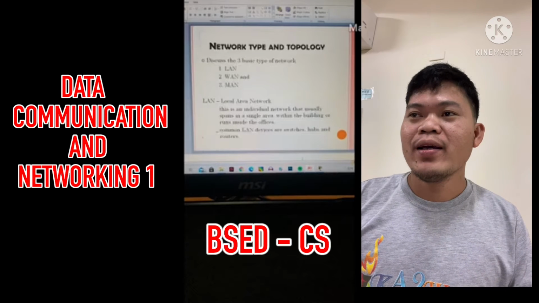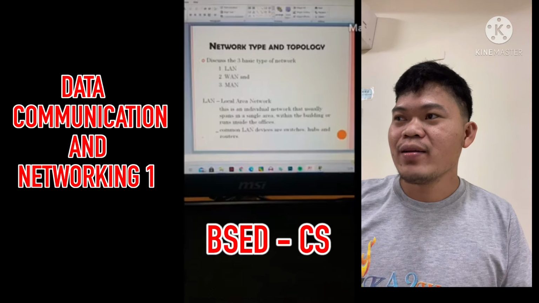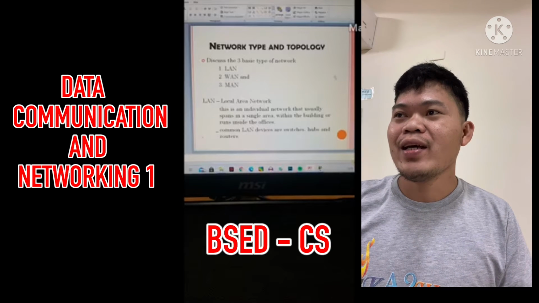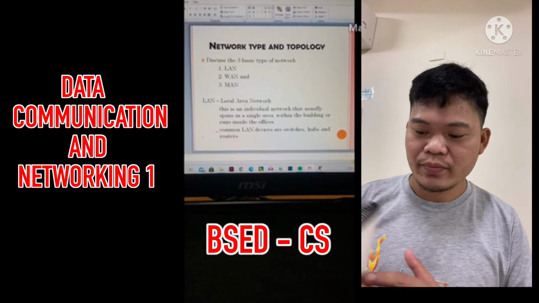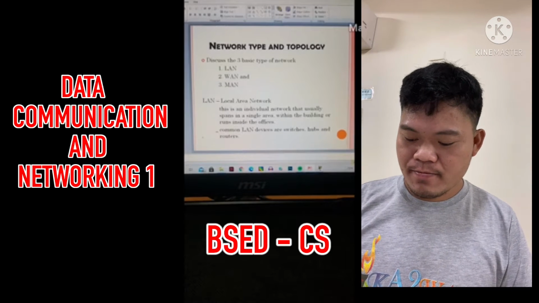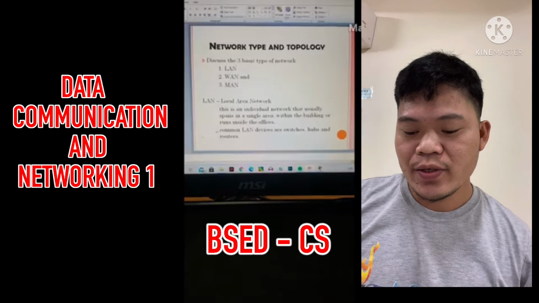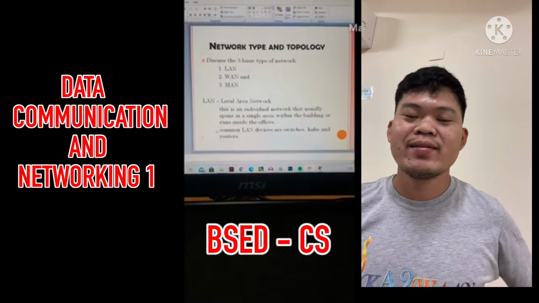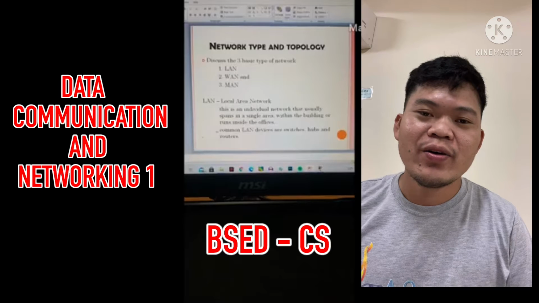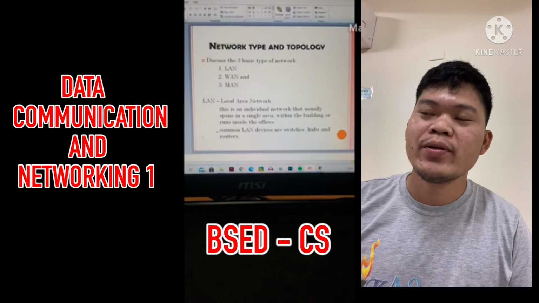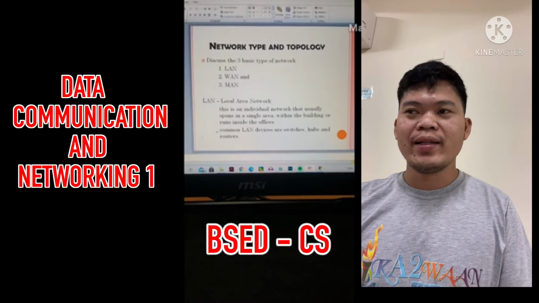Then this is our second topic, network types and topology. What are network types and topology? It discusses the three basic types of network. So we have LAN, or the local area network, WAN, or the wide area network, and MAN, the metropolitan area network.